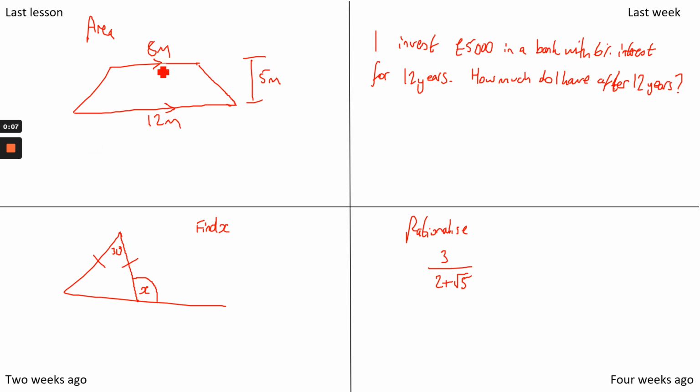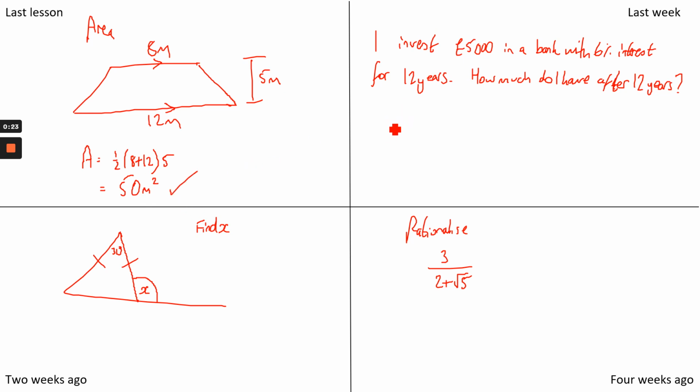Okay, so this is a trapezium. It's got two parallel sides and it's a four-sided shape. So we've got area is equal to half of the sum of the parallel sides multiplied by the perpendicular height. So this one is going to be 50 meters squared.